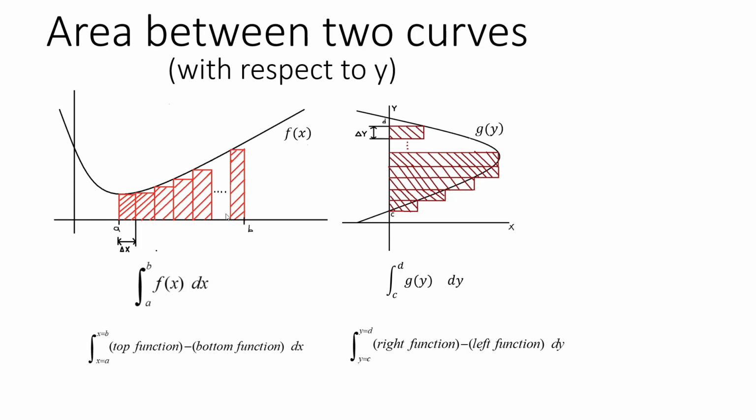So to summarize the area between two curves, if your function is given a consistent top, it's easier to solve it with respect to x. And if your function is given a consistent right function, it's easier to solve it with respect to y. Now in respect to x, don't forget your interval has to be in terms of x. It's top function minus bottom function. If it's with respect to y, your interval becomes your y coordinates and it's right function minus left function.